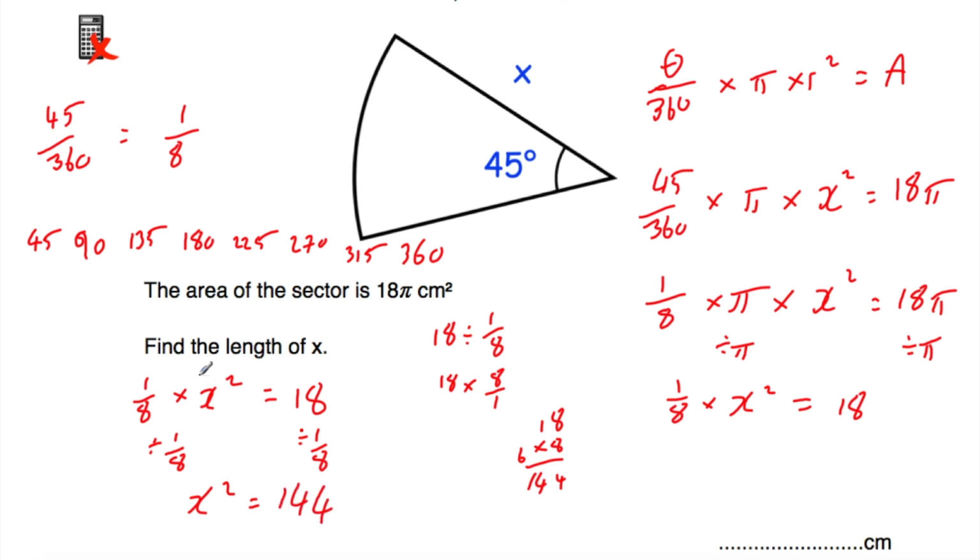Another way to think about this is, rather than dividing both sides by an eighth, since multiplying by an eighth is the same as dividing by 8, we could just multiply both sides by 8, and we would get x squared equals 144. Now we want to solve this. Here x can only be a positive value, it's the length of this side, so we square root 144, and x is equal to 12. So x is equal to 12 centimeters.